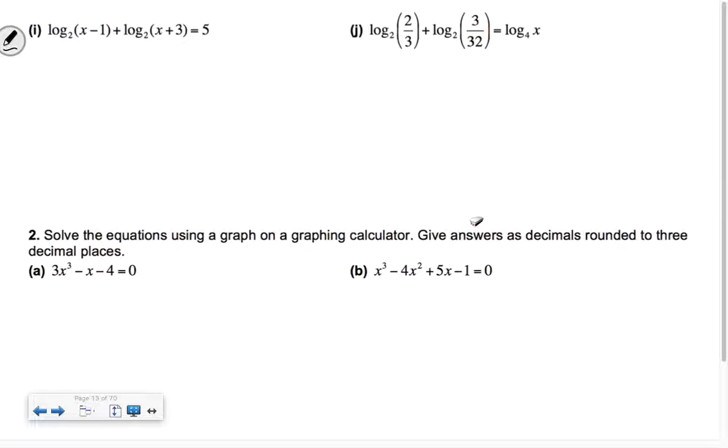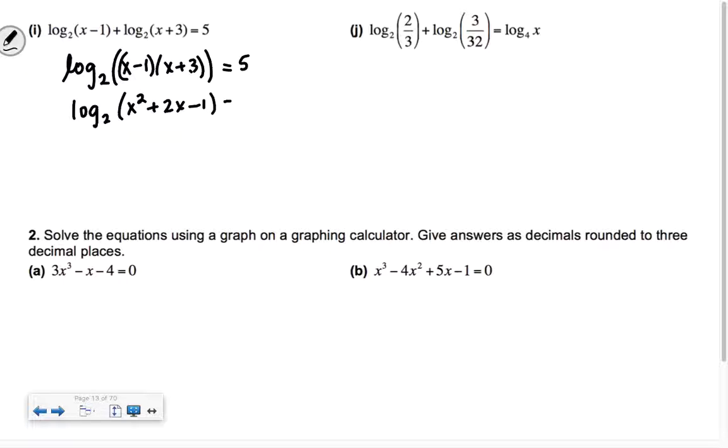All right, so the next one. So we are going to combine with multiplication. So we're going to have log base 2, and then we're going to FOIL x minus 1 times x plus 3. So we're going to have log base 2 of x squared plus 2x minus 1. Oh, minus 3. Oh, speedy. That would have been bad. All right, and then we're going to raise it to the 5. So 2 to the 5 is equal to x squared plus 2x minus 3.